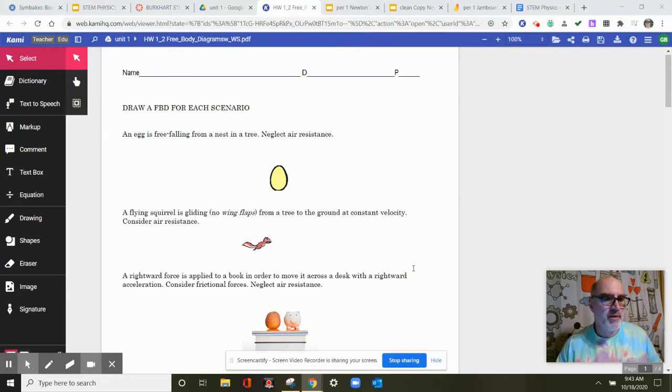Morning, it's Mr. Burkhart. I'm going to make an answer key for you to look at for the free body diagram worksheet. This is week 6, assignment 1.